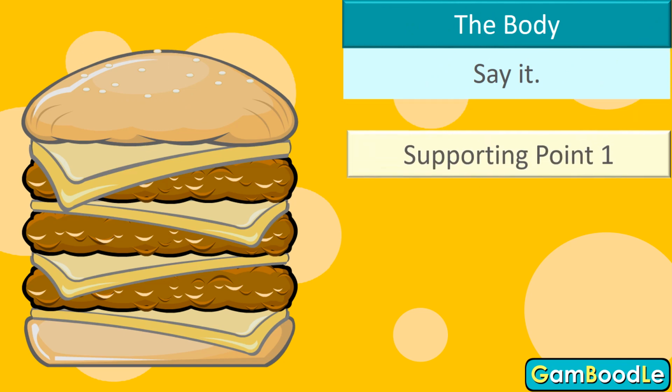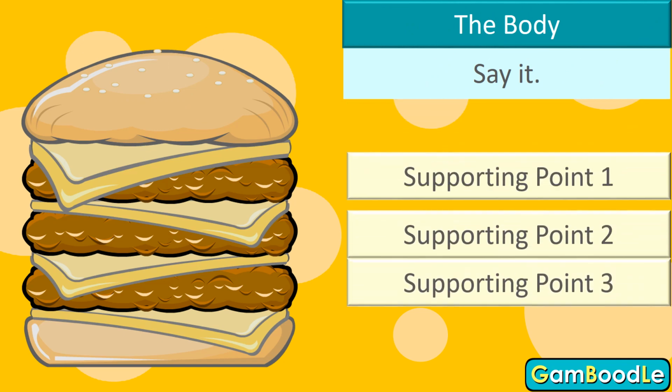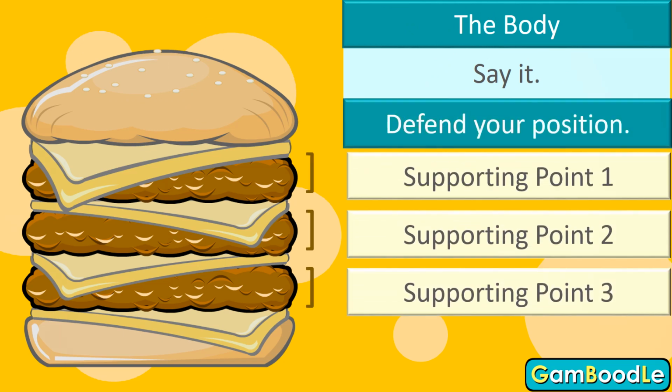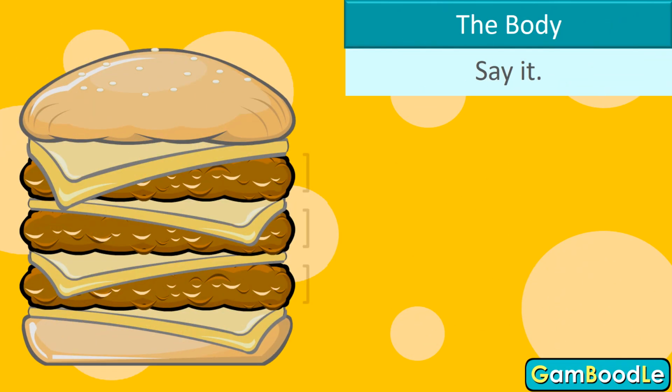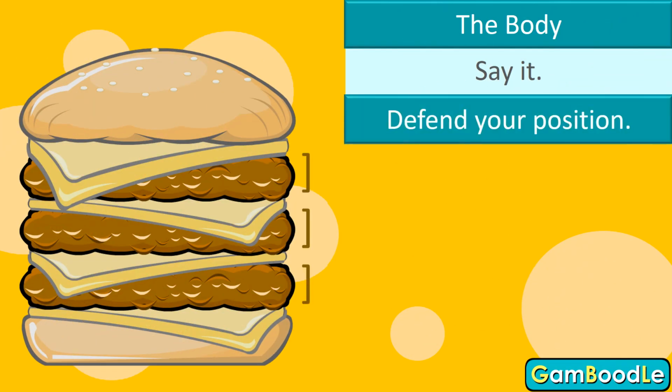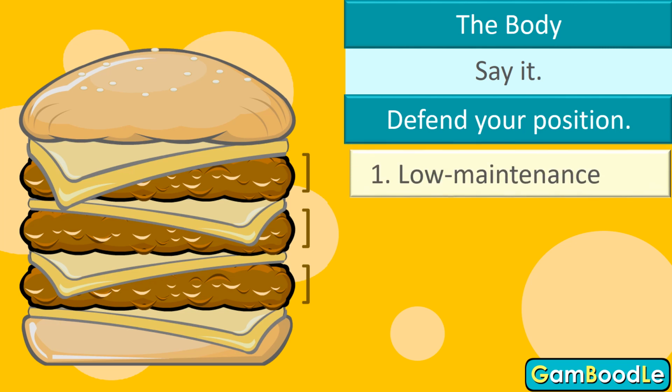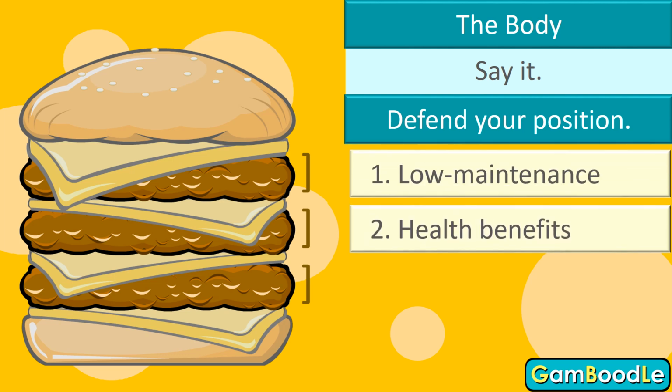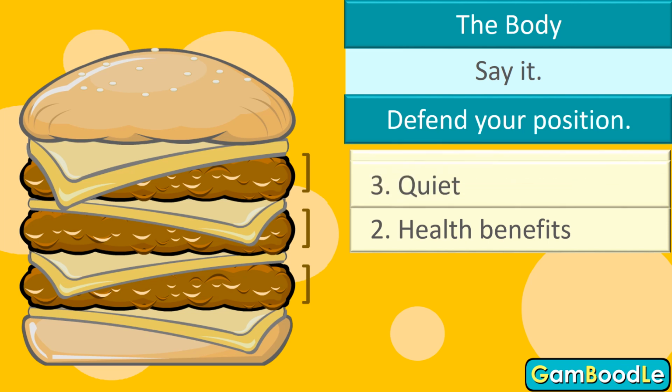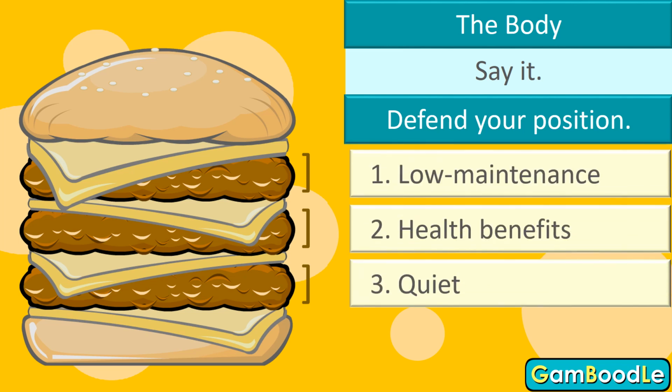In our 5-paragraph essay, we're going to use 3 supporting points to defend our position. The first supporting point, or the first paragraph of the body, will focus on how tropical fish are low-maintenance house pets. The second supporting paragraph will focus on the health benefits of having tropical fish as house pets. And the third supporting paragraph will focus on how quiet tropical fish are.